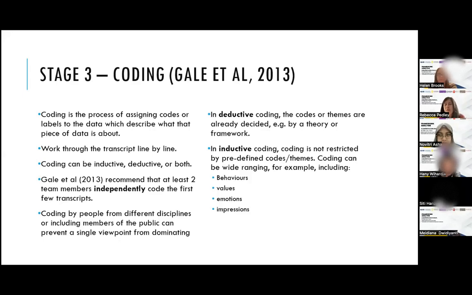For example, when we're looking at the acceptability of an intervention, we might use the theoretical framework of acceptability to guide the coding. But other approaches can be inductive, where there's no predefined codes. It's really data driven, and the codes can be really wide ranging. So they could include behaviors, values, emotions, impressions, and they're not restricted in that way. But often people use a combination of both approaches.